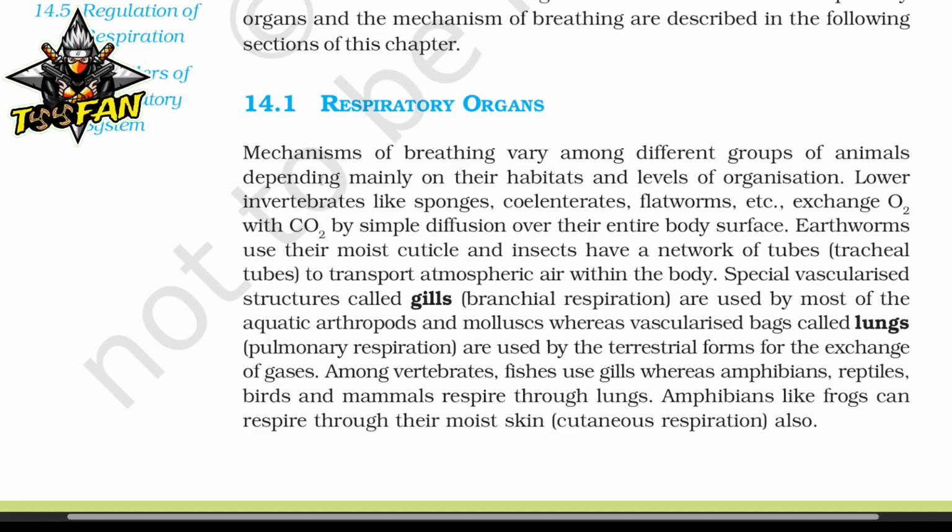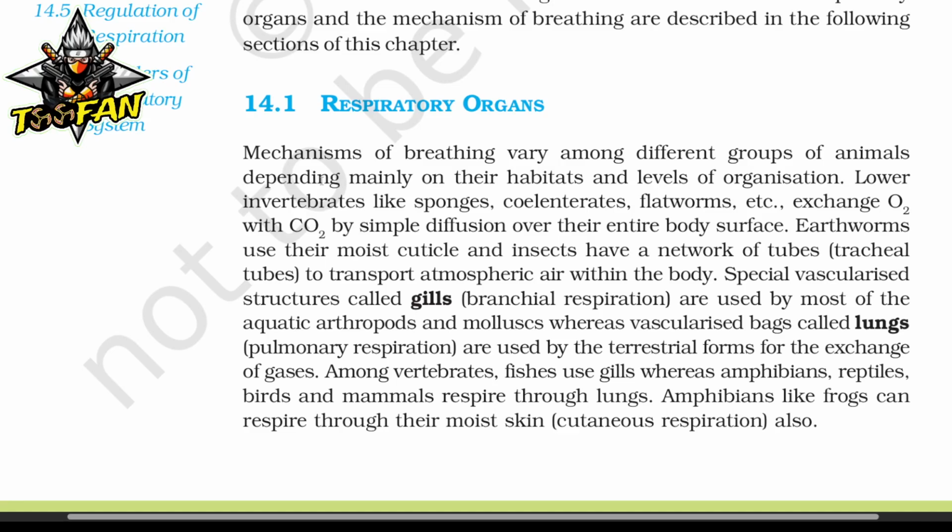Lower invertebrates like sponges, coelenterates, flatworms, etc. exchange oxygen with CO2 by simple diffusion over their entire body surface. Earthworms use their moist cuticle and insects have a network of tubes, tracheal tubes, to transport atmospheric air within the body. A special vascularized structure called gills, branchial respiration, is used by most of the aquatic arthropods and mollusks, whereas vascularized bag-like structures called lungs, pulmonary respiration, are used by the terrestrial forms for the exchange of gases.